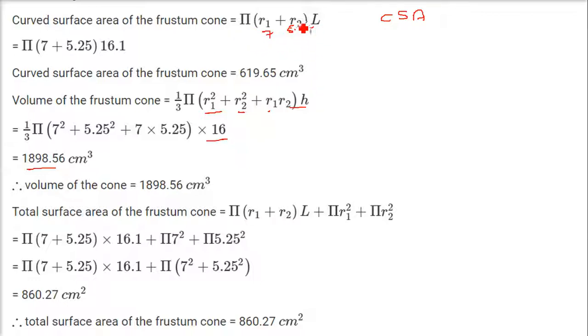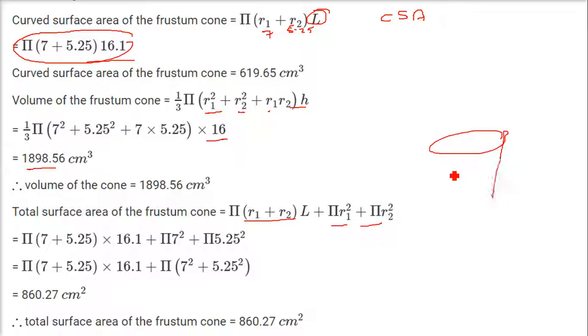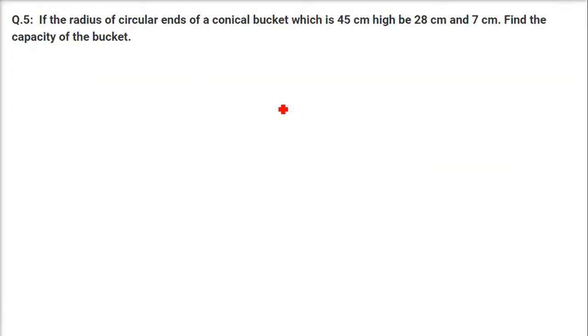But here, when we find out the curved surface area, it will be pi into (r1 plus r2) into L. This is 7 and this is 5.25. Just add it, and L has to be used as 16.1. And the total surface area is what? You have already computed this one, so just keep it here, and you have to add pi r1 square plus pi r2 square. This is the curved surface area, then you have to add this part and this part also. So pi r1 square plus pi r2 square, r1 is 7, r2 is 5.25, and computed it will be 860.27 centimeter square.